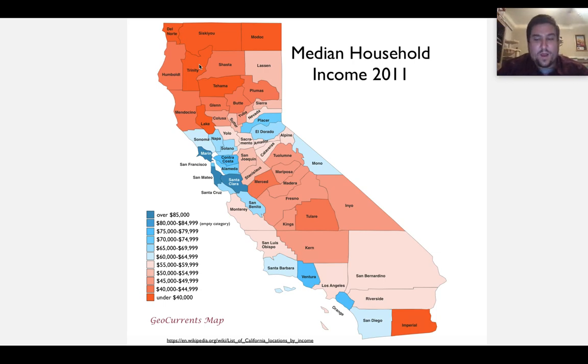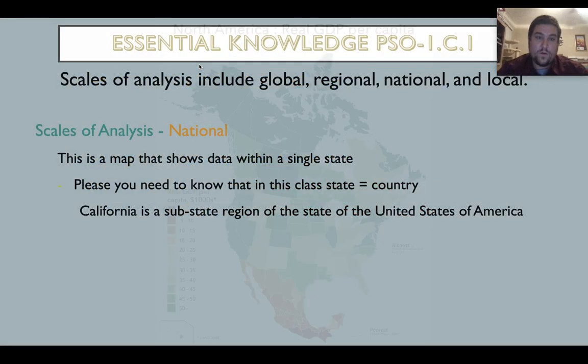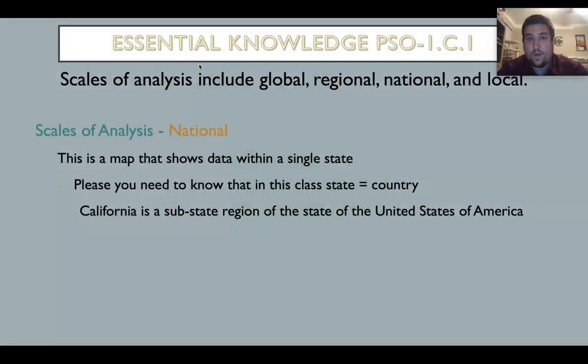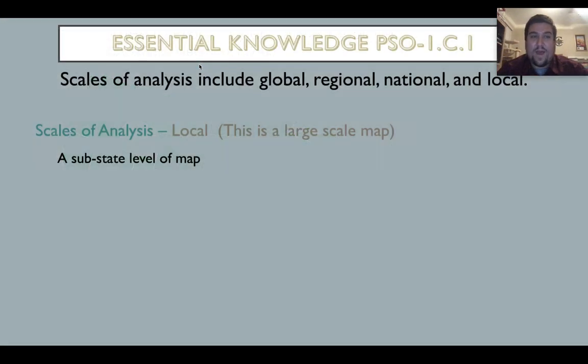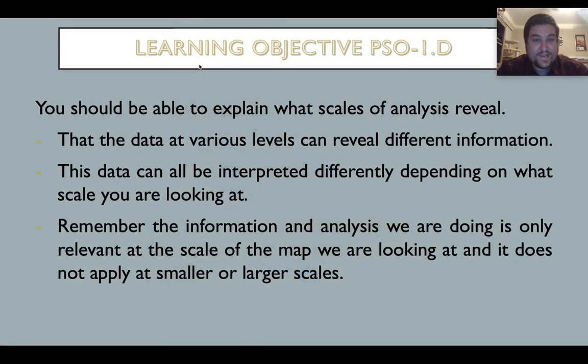So scale of analysis is always about, one, identifying what scale we're looking at. National, which is just one country. A region, which is a group of countries or an area. And then beyond that, we have local, which is a sub-state map. So anything inside of a country or a state becomes sub-state. I hope that makes sense. And understand that the data at the various levels can reveal different information. It doesn't mean that data is wrong on the other scales. It just means we're getting a different picture of it. I hope that really makes sense. If not, please ask questions because I can help clarify this.